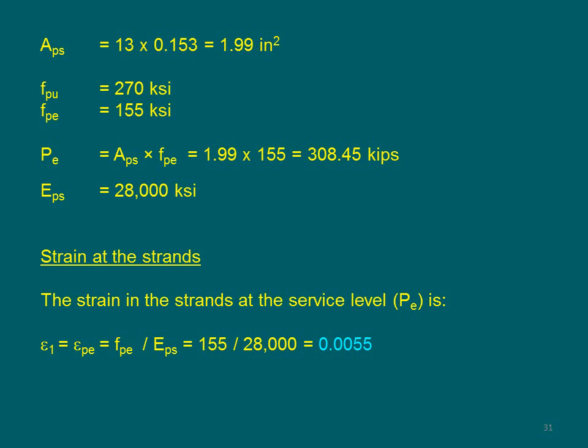If I know that the stress in the strength is going to be 155, and I know the modulus of elasticity, the 28,000 KSI, you should be able to figure out the strain. This is because the modulus of elasticity is equal to the stress divided by the strain. Now I have the stress, 155 KSI, and I have E sub PS, the modulus of elasticity. I should be able to figure out the amount of strain in the strands. This is determined here to be 0.0055.